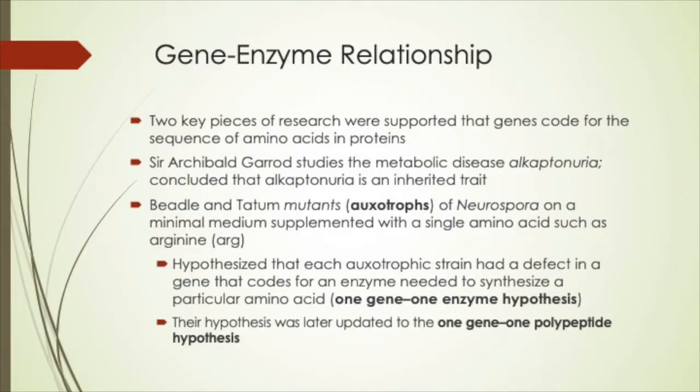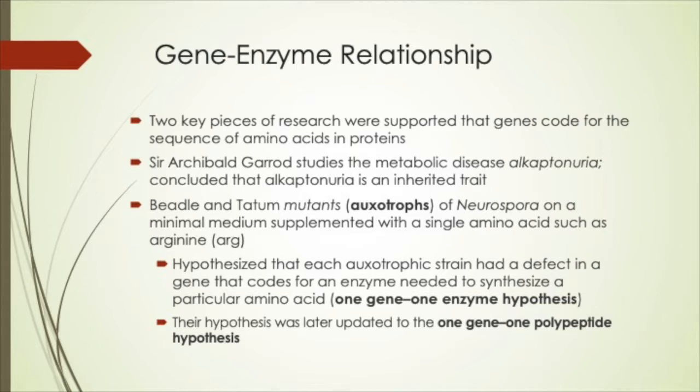First of all, we're going to talk about how they discovered the transcription and translation cycles. Two key pieces of research supported that genes code for the sequence of amino acids in proteins.